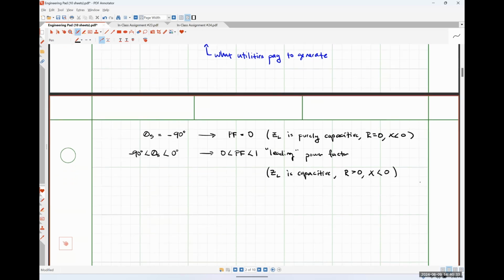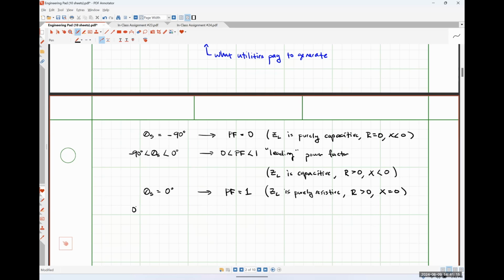Okay. When theta s is exactly equal to 0 degrees, our power factor is 1. We commonly refer to this as unity power factor, and this occurs when ZL is purely resistive. So that means R would be greater than 0, and X would be exactly 0.